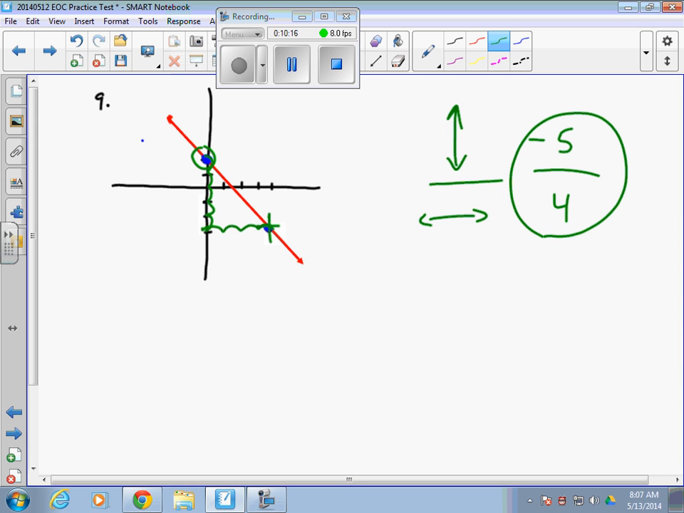The first one's 1, the second one's -4/5. The numbers are transposed. -5/4 is C. That's the one that we're going to use. y equals -5/4x plus 6.